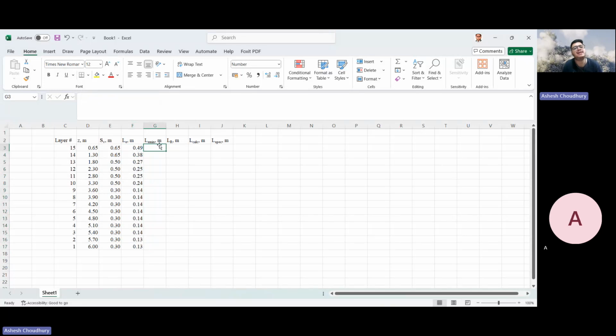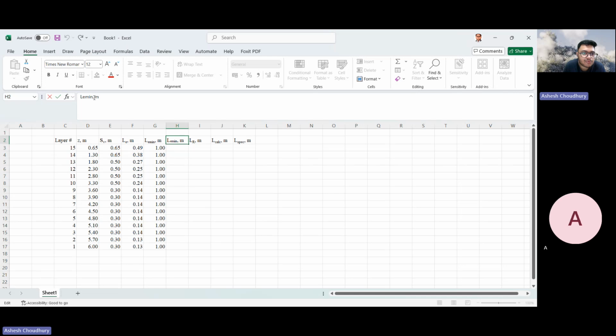But what is the minimum LE that I have to give? The minimum LE that I have to give is 1 meter, right? 1 meter I have to specify. So my LE minimum is one. So everything is less than 1 meter, right? So let me make one more column, LE used. Okay, so my LE used will be 1 meter itself.